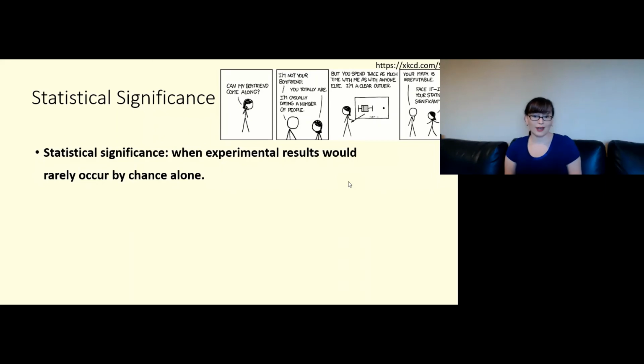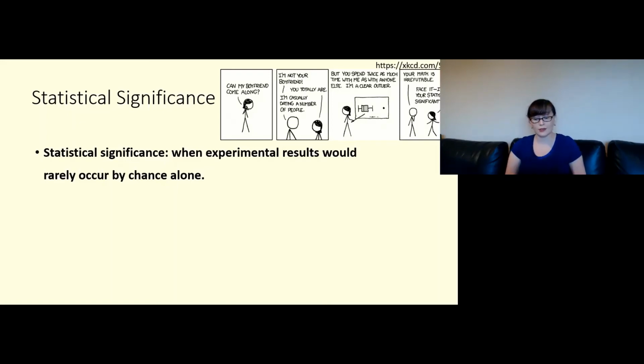And so how we decide how different is different enough is by asking if our results are statistically significant. And a result that's statistically significant is when the experimental results would rarely occur by chance alone. So if we think about the idea of you taking that exam and getting 2 points higher than your friend, that could be just random chance. There might not be a real reason for it. There might just be you happen to get one more question right. You might have gotten a slightly different score anyway. Just because you typically do similarly to your friend doesn't mean you always get the exact same score.